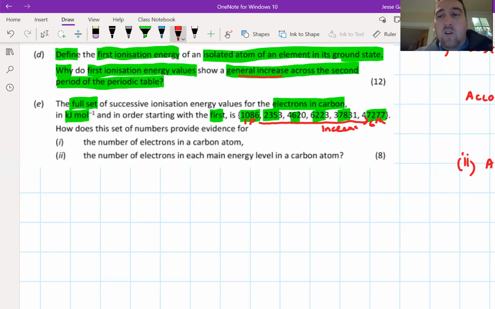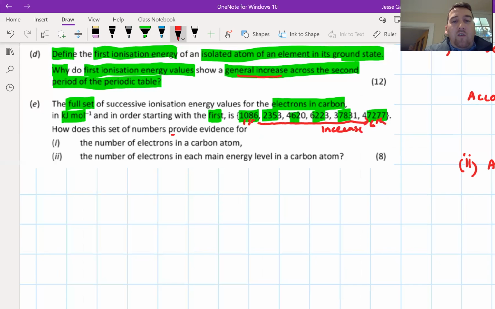It definitely gets harder to remove an electron with each successive ionization. So how does this set of numbers provide evidence for the number of electrons in the carbon atom? How does this set of data prove that there are 6 electrons in carbon? Well, there's 6 results, okay?